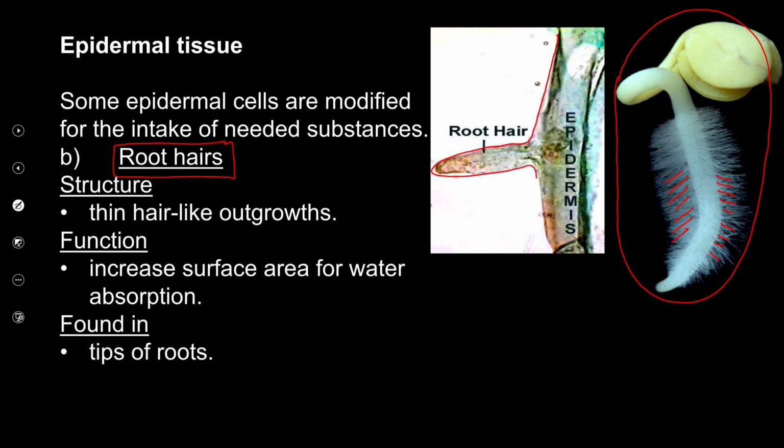I'm outlining it in red. It's a cell of the epidermis, and it has this outgrowth. And the outgrowth is where water can be absorbed. And the root hair increases the surface area so that there is more space for the plant to take in water. And this is obviously found in roots.